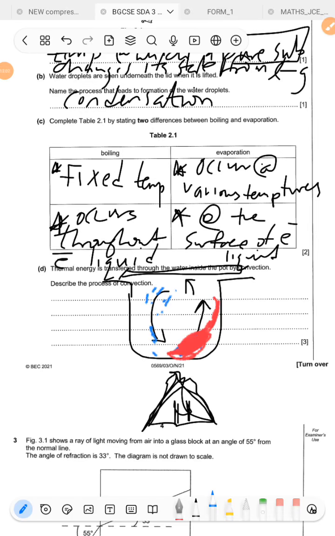Now what's happening when you're heating the water? When you're heating the water, first of all, the water molecules at the bottom of the container are going to gain heat energy by conduction from the fire. Now when they are heated, they expand. The water molecules there, they expand. What does that mean?